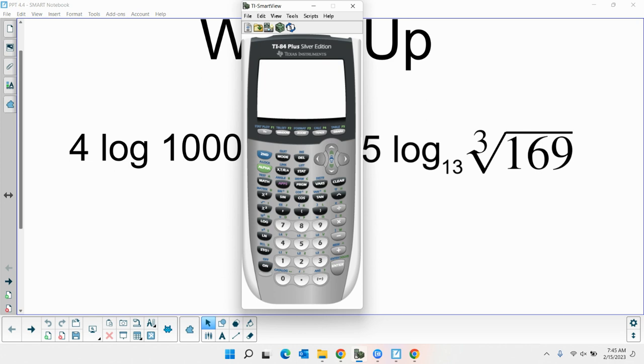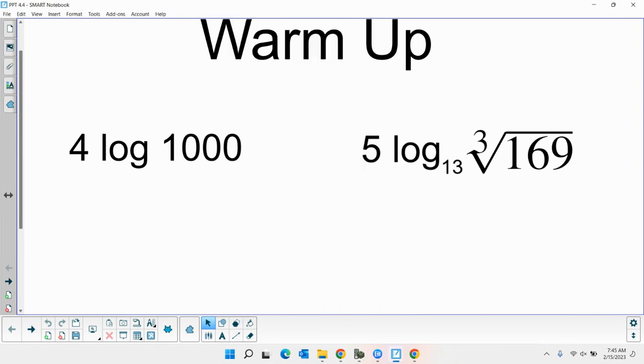Anybody? Nobody's helped me out today? What do I type in for the one on the left? Just like it is, right? Because this has no base. What is the base? 10. That's the common log, right? So I can just put 4 log 1,000, which is 12, right? So that one's really easy because it's the common log, right?